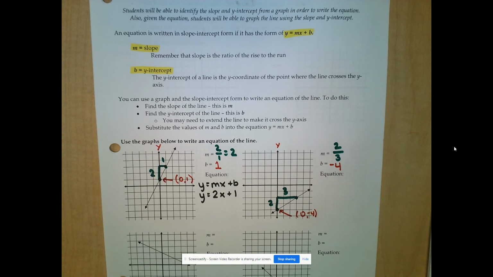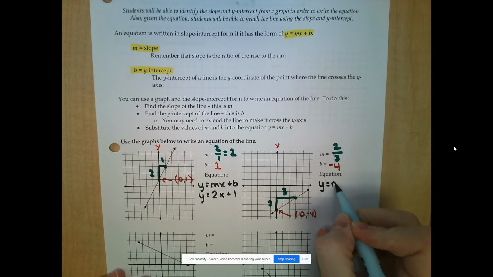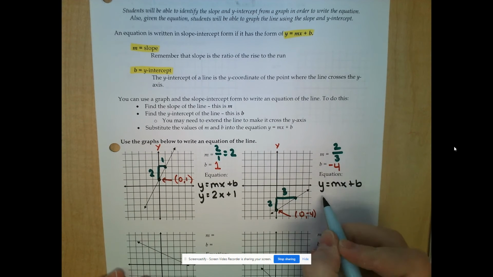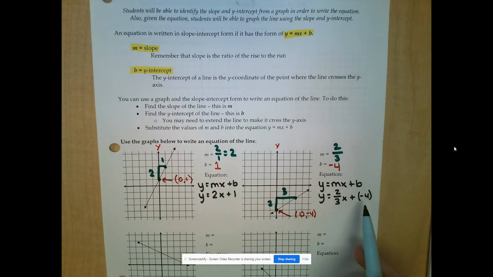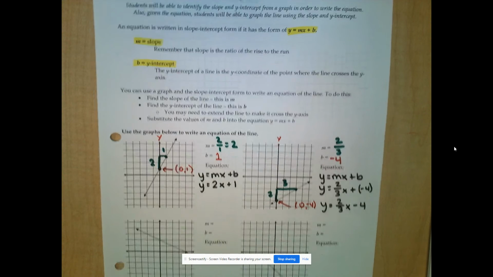The equation for slope-intercept form, y = mx + b, we're going to plug in the two things we know. y = 2/3 x. Now, instead of plus -4, which is a little cumbersome, we would usually write y = 2/3 x and then just say - 4. And that takes care of it being in the negatives.